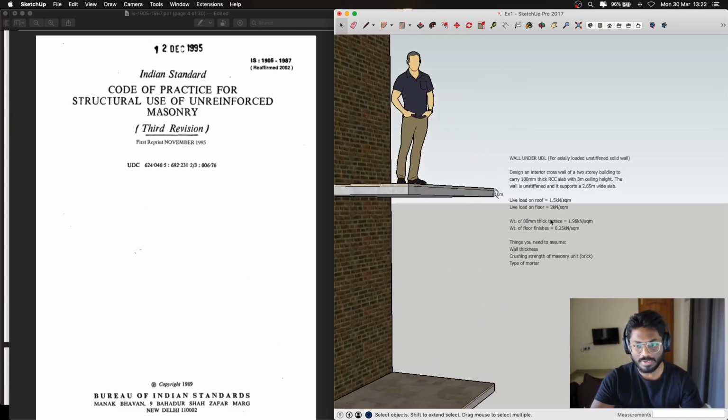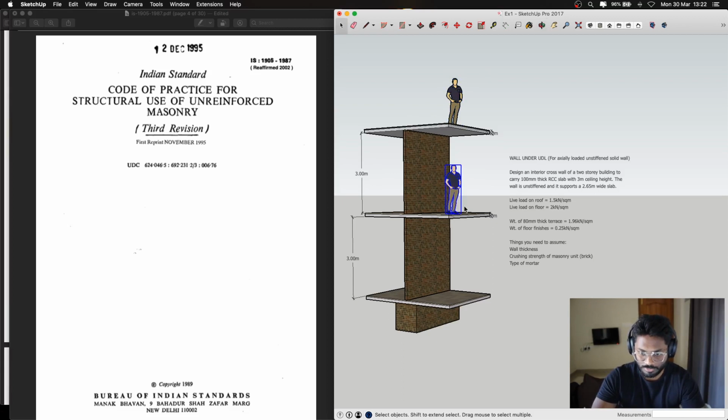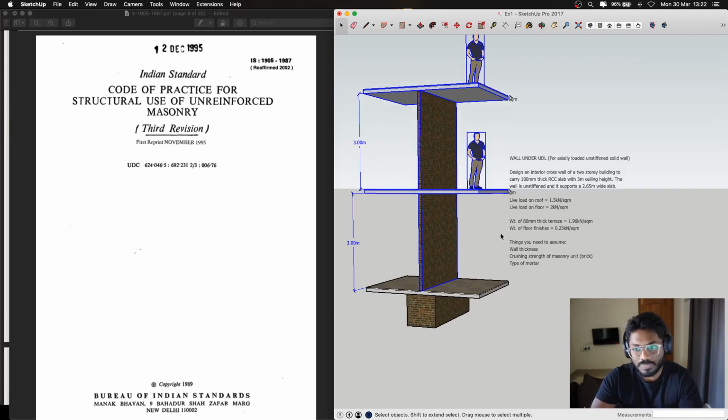Now let's just quickly go into the general interface of how the entire design procedure works. So the first thing is that you need to calculate the total load that is happening on top of the particular designed wall. For instance, the live load which is on the terrace, the live load which is on the floor, the dead load which is happening on the terrace, the dead load which is happening on the floor finish, the first floor, and the self weight of the masonry wall units. All these combined together will be the total load that is happening on top of the masonry wall itself.